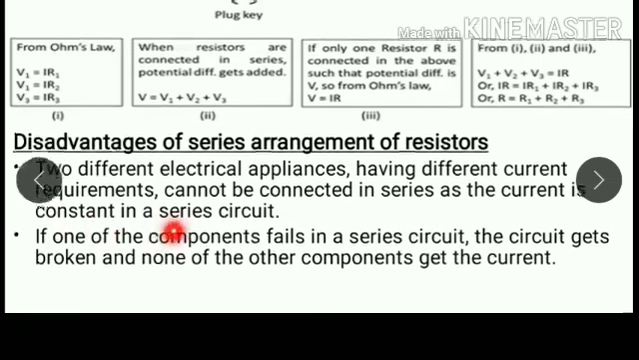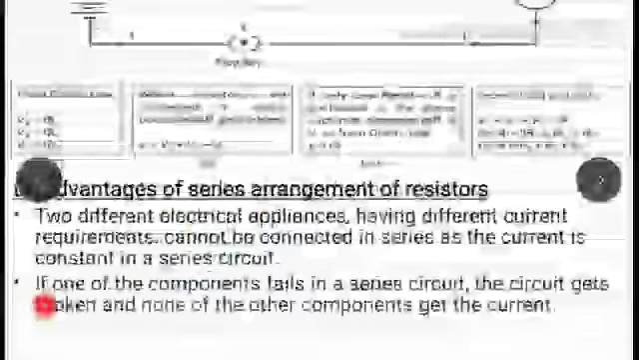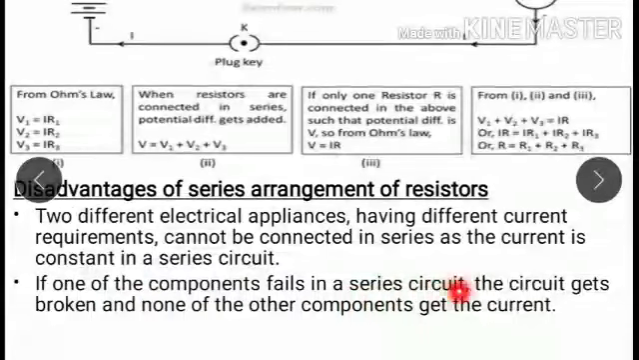The second disadvantage of the series combination is that if one of the components fails in a series circuit, the circuit gets broken and none of the other components get current. For example, a bulb, fridge, fan and heater are all connected in series combination. Suppose the bulb gets fused due to the high current, then the other electrical appliances will also stop working.